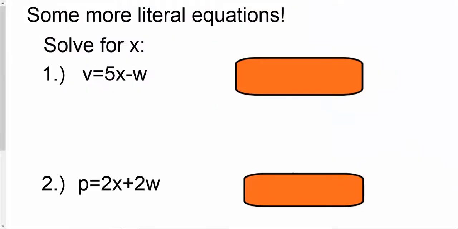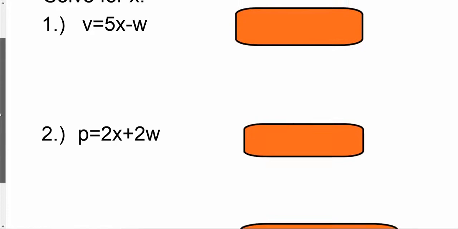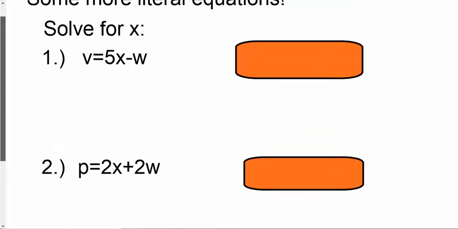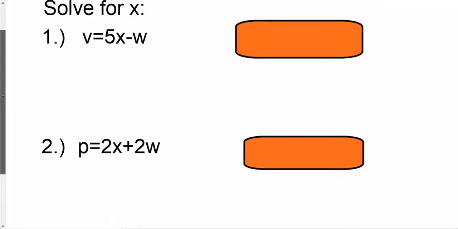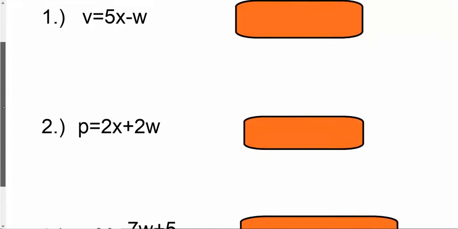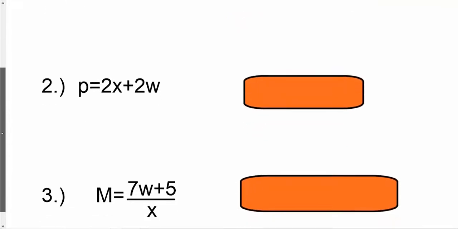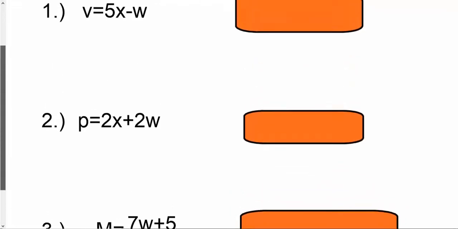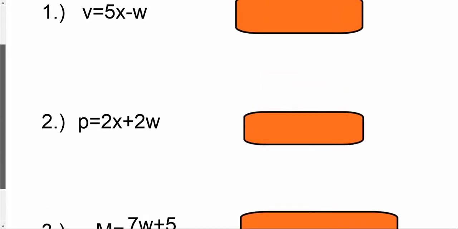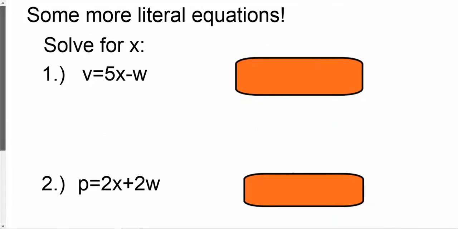Hey, let's try a couple more literal equations. I want to see if there's one more hiding down here. So I'm going to give you a couple minutes to try these out. For all three of these, we're going to be solving for x. So we have b equals 5x minus w, p equals 2x plus 2w, and m equals 7w plus 5 over x. So try these three problems out, pause the video here, and just give yourself a little bit more practice on literal equations.